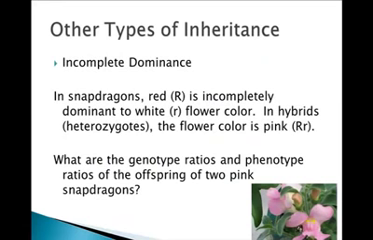Okay, so what I showed you before is single gene dominance. Now we're on to other types. Incomplete dominance is common in flowers, and in this case we're talking about snapdragons. So red is incompletely dominant to white. In hybrids, the heterozygotes are pink. So in this case, in step 1, you're going to set up 3 different combinations. So what are the genotype ratios and phenotype ratios of the offspring of 2 pink snapdragons?